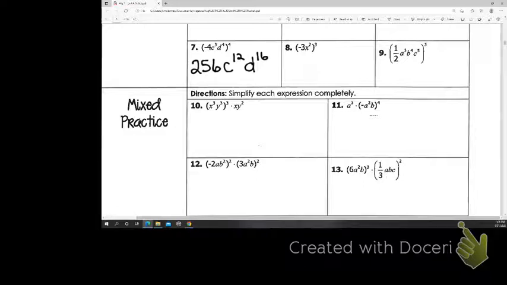Number 8, we have another negative coefficient. Is 3 an even power? Is 3 an even number? No. So this will stay negative. So 3 to the 3rd power is 27. That is going to be negative. And then 2 times 3 is 6.